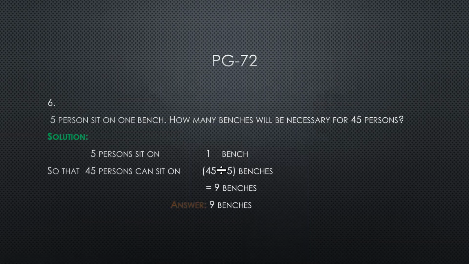The last word problem for your semester syllabus. 5 persons sit on one bench. How many benches will be necessary for 45 persons? How many benches? So you have to find the bench number and place it on your right hand. 5 persons sit on one bench, so 45 persons can sit on 45 divided by 5 benches, which is equal to 9. 9 5s are 45. You can do rough work on your left hand. Okay, this is the last word problem from your semester.